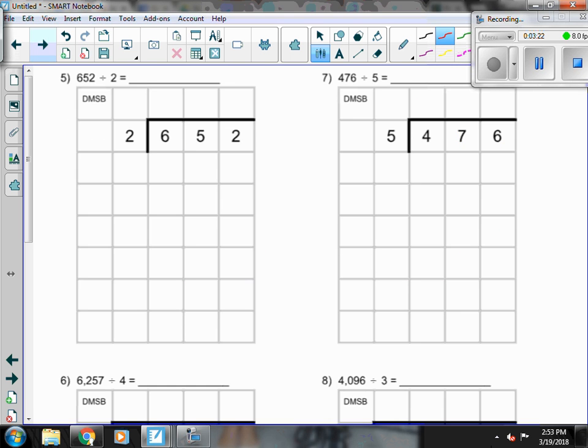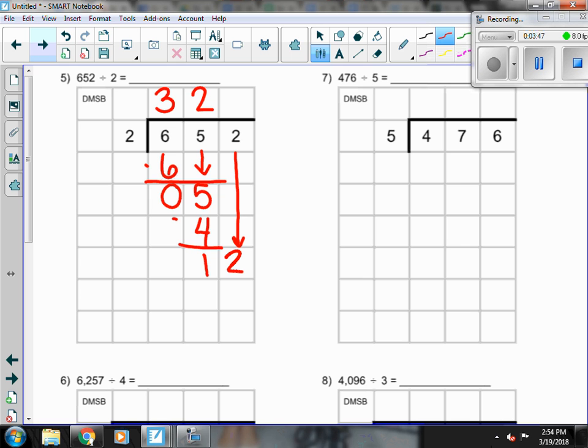Okay, if we go to the back, 2 goes into 6 3 times, and 3 times 2 is 6. So I don't have any remainder for that part, and I just bring down my 5. And then I start over. 2 goes into 5 twice. 2 times 2 is 4. 5 minus 4 is 1. And then I bring down my 2, and I start over with 12.